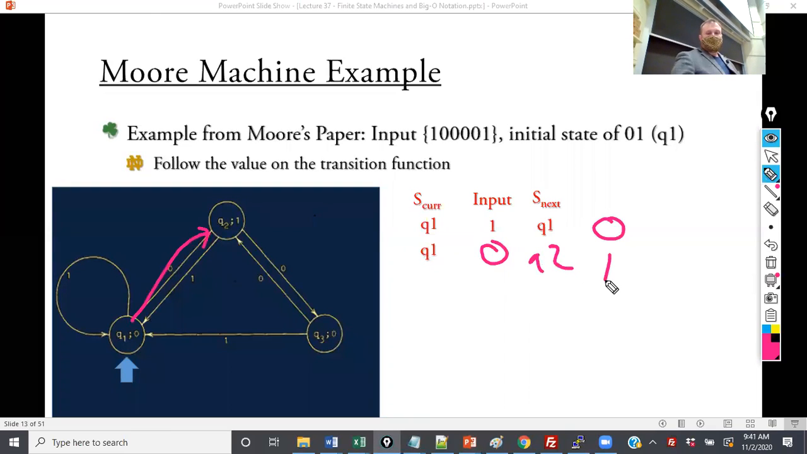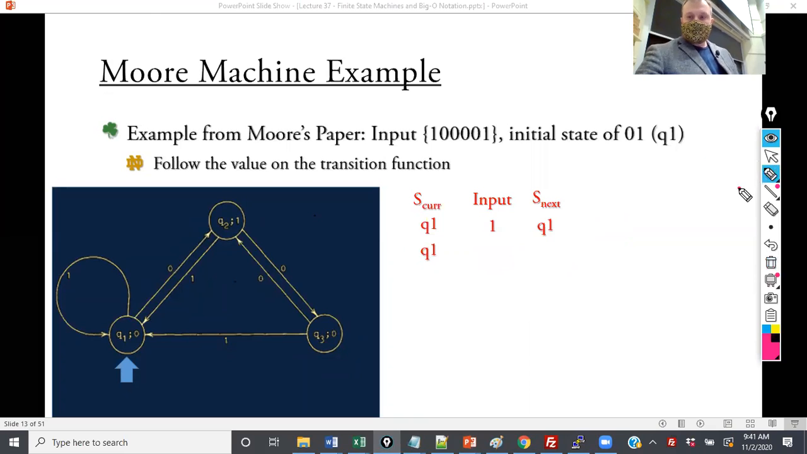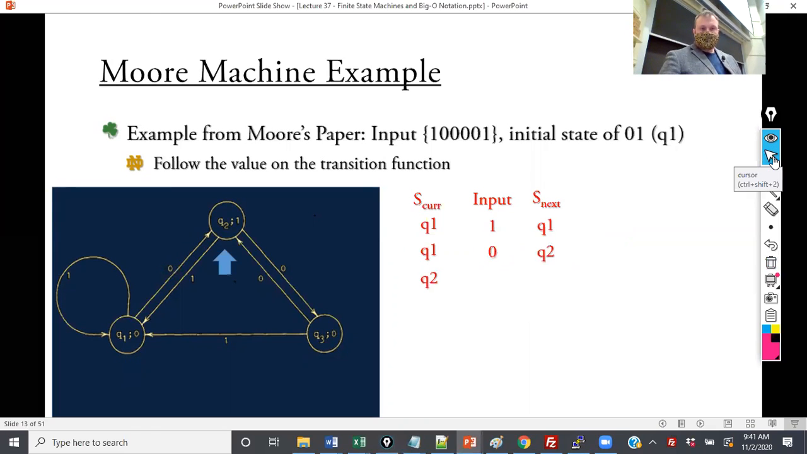Absolutely right. So we would go to Q2. Right there. So now we're at Q2 and the input is 0. So what do I need to do? Someone give it a try.